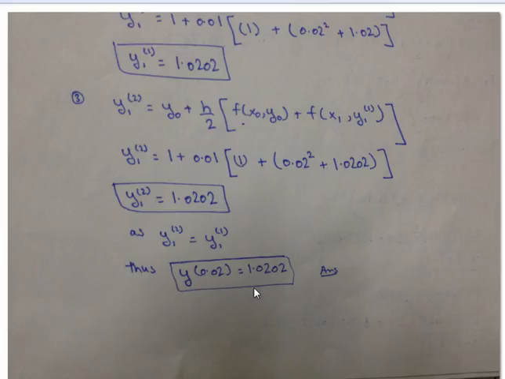another iteration would result in the same value. So we can state that y at 0.02 results in a value of 1.0202.